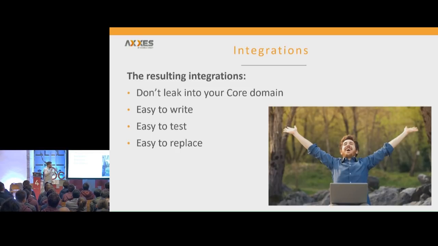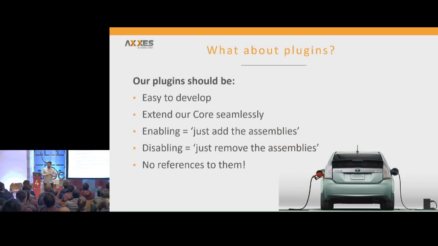But now we've talked about the core of our application. We built our core using Onion architecture, and now we want to tack plugins on top of this. Remember that we want to do these implementations of all these devices, right? So what did we want from our plugins? They should be easy to develop, and they should extend our core logic seamlessly. That's what we really wanted.